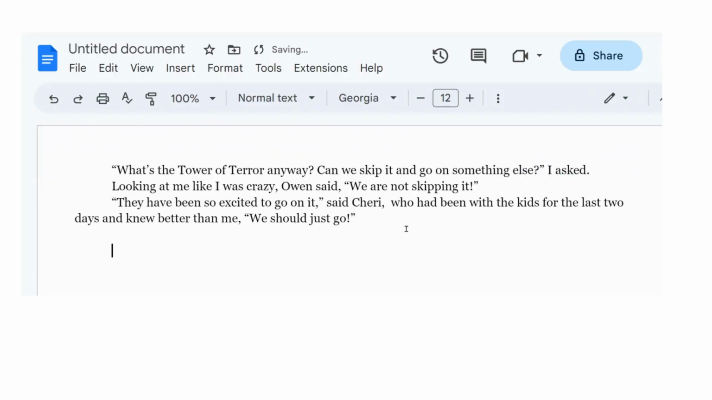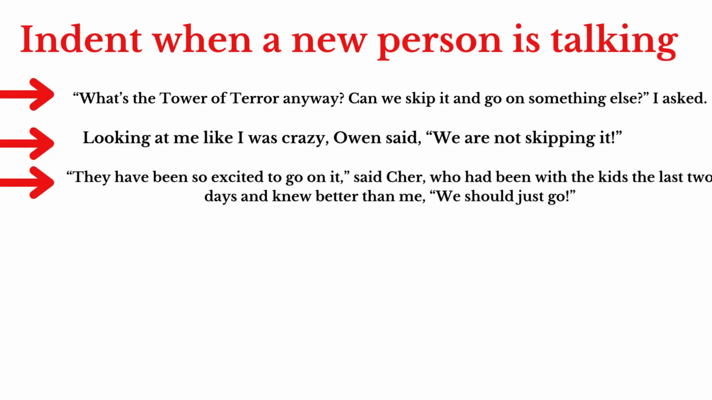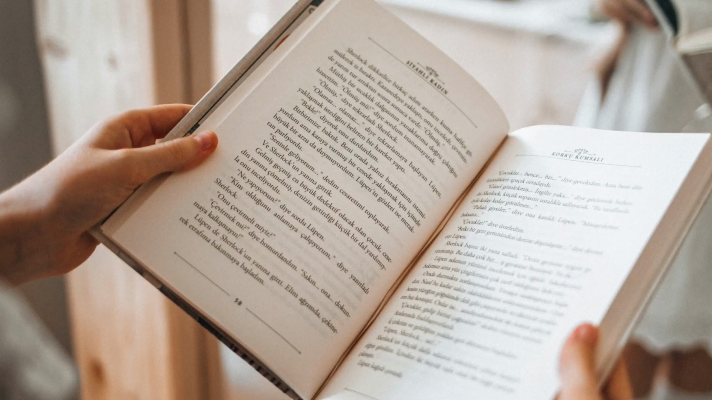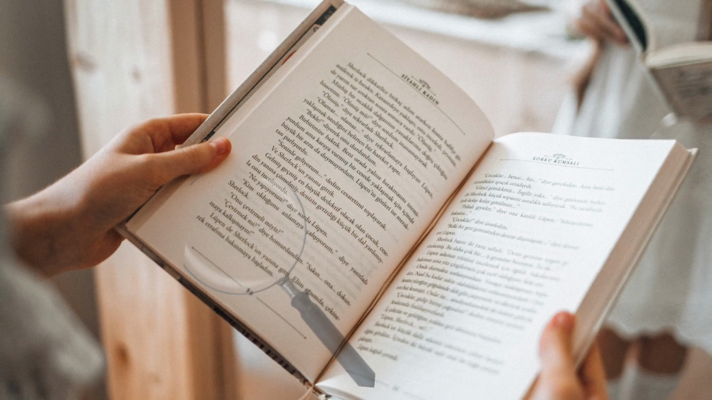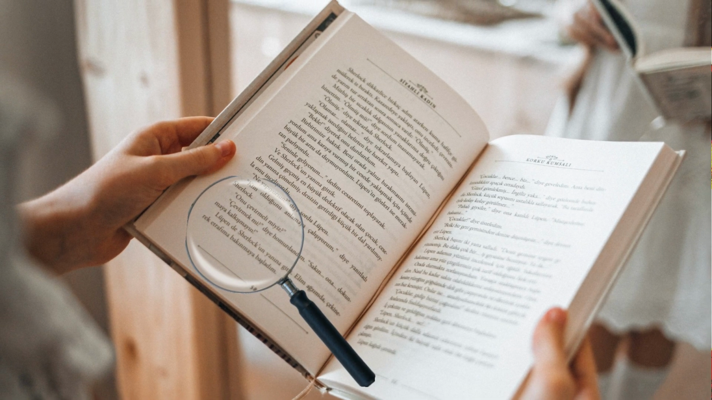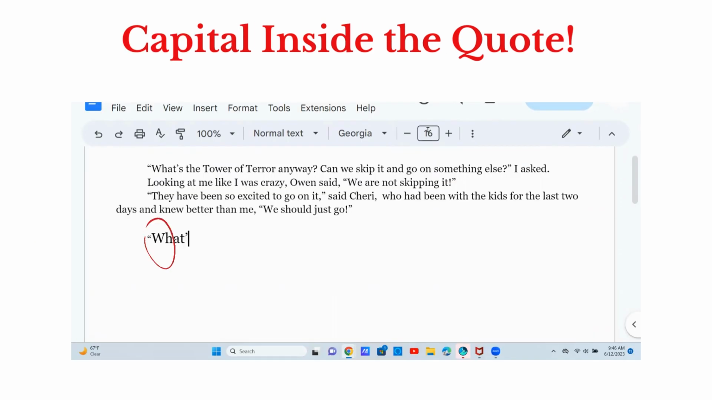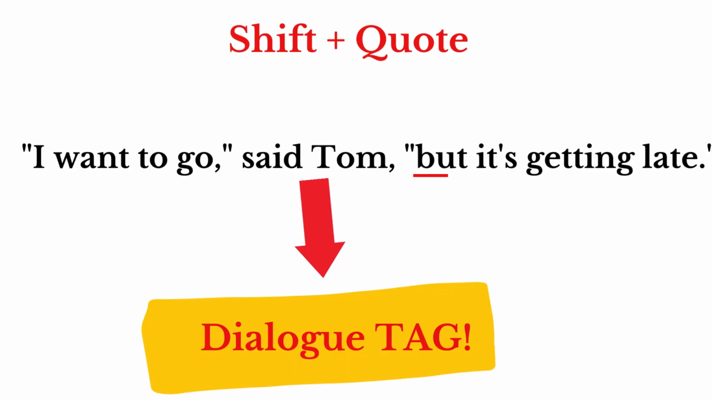So when including quotations, aka dialogue, you will want to hit Shift and this key here. One basic rule of thumb is there is almost always a capital inside the quote for dialogue, unless the dialogue is interrupted by the dialogue tag, like you can see in this example here. Also, you will always want to have punctuation inside the quote, like you see in my example here as well. Notice how I make sure to indent, include the capital inside the quote, and punctuation inside the quote.